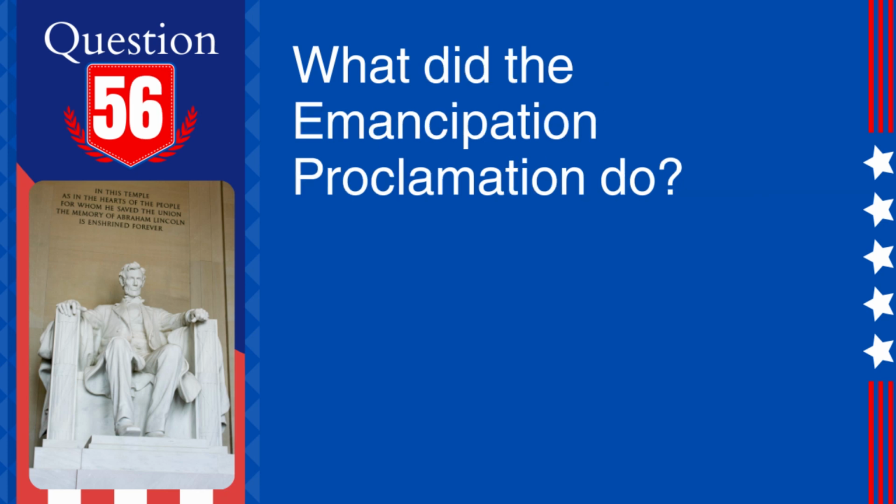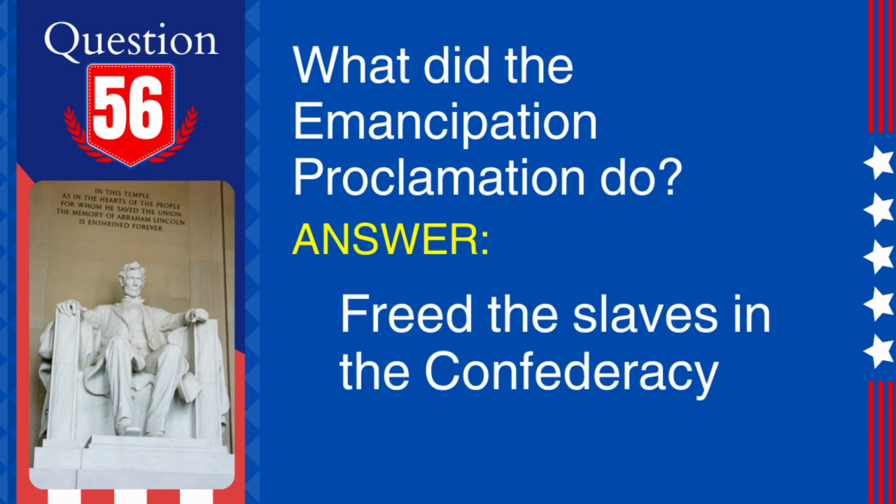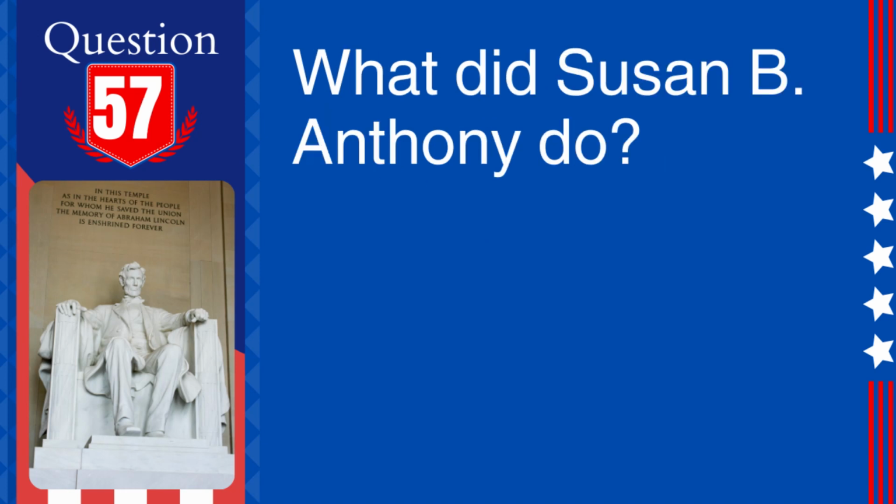56. Question: What did the Emancipation Proclamation do? Answer: Freed the slaves in the Confederacy. Explanation: The Emancipation Proclamation declared that all slaves in Confederate states were free, a key step towards abolishing slavery in the U.S.